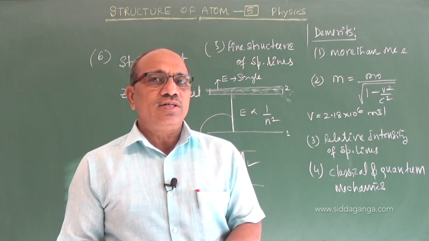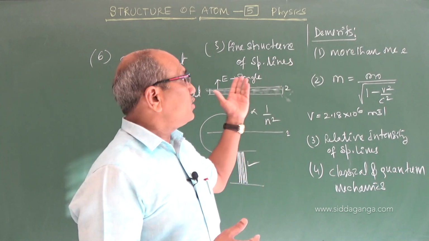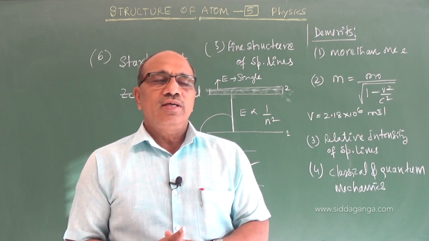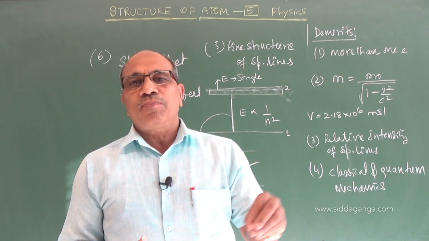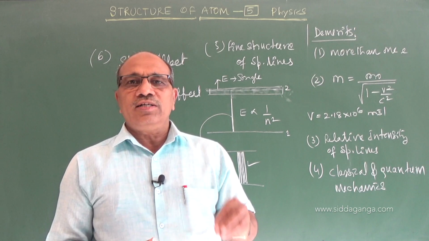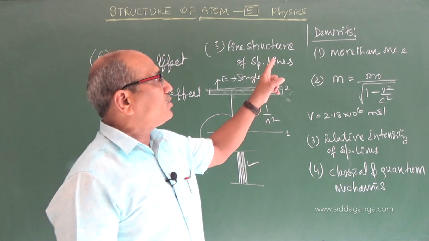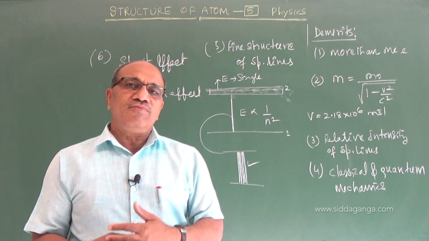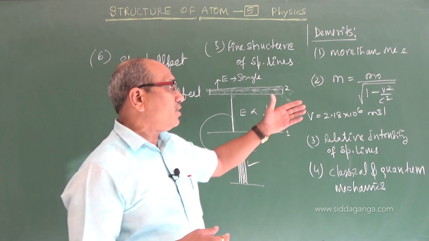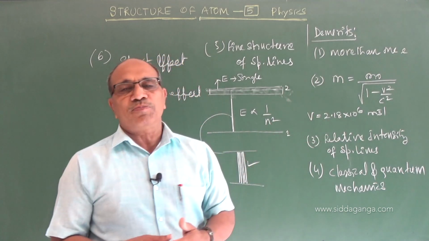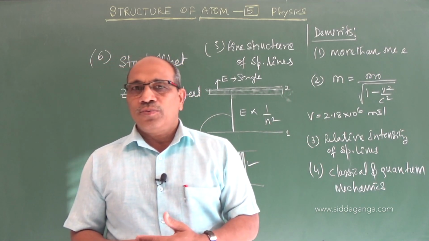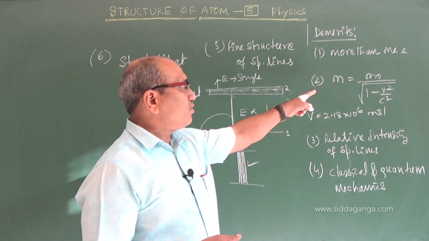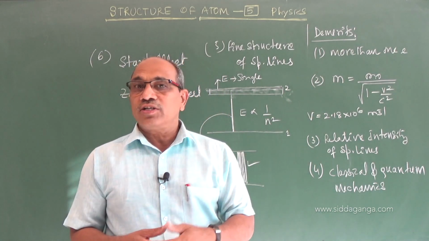As far as demerits are concerned, the first one is that it is only applicable for hydrogen and hydrogen-like atoms. That means we cannot apply this theory to atoms containing more than one electron, which is the first drawback. And the speed of the electron even in the first orbit of the hydrogen atom is found to be very close to the speed of light, which suggests that we have to account for the relativistic variation of mass, which is not considered by Bohr.